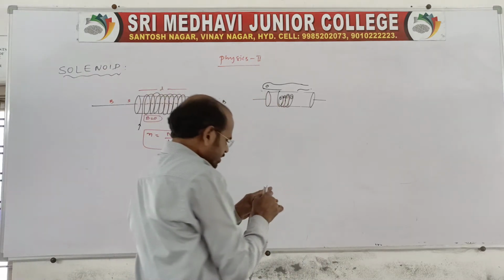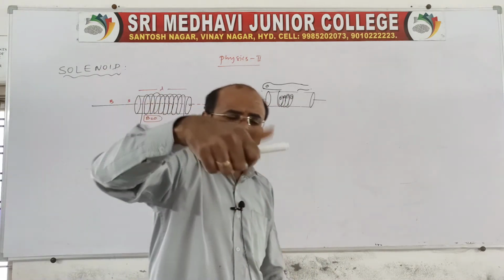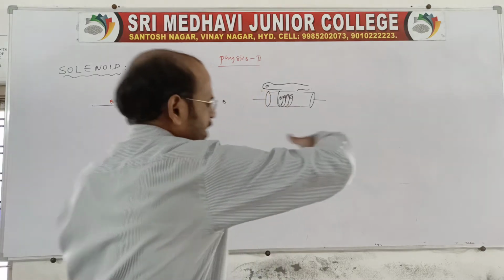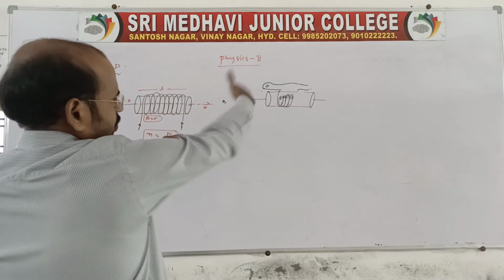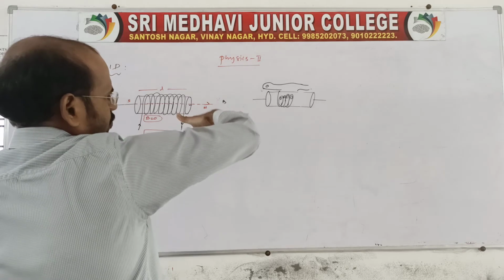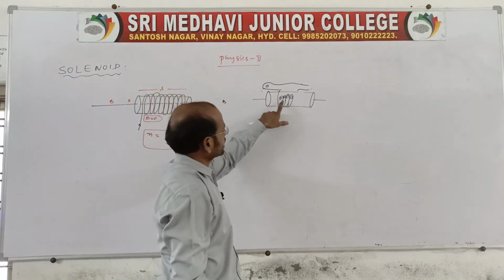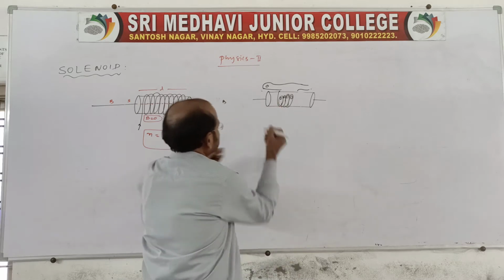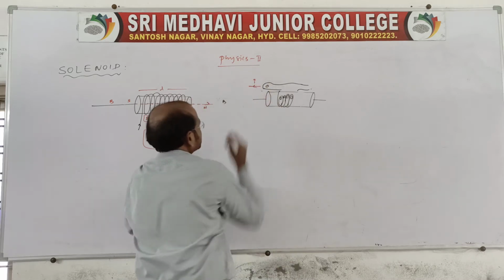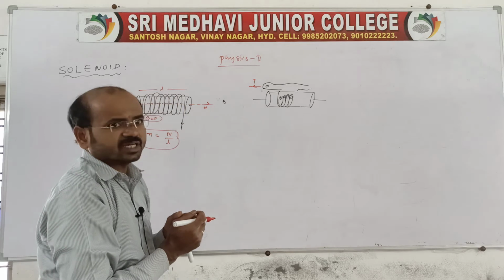If I take a solenoid and hold it like this, there will be folded fingers. Look at those folded fingers, which are folded like this as we hold it. The folded fingers indicate the direction of the magnetic field, and the thumb indicates the direction of the current.